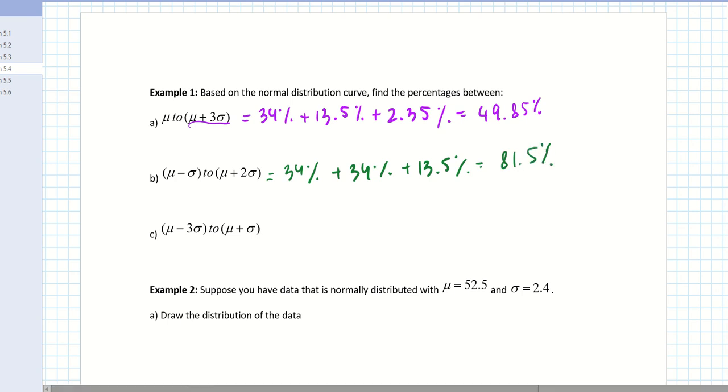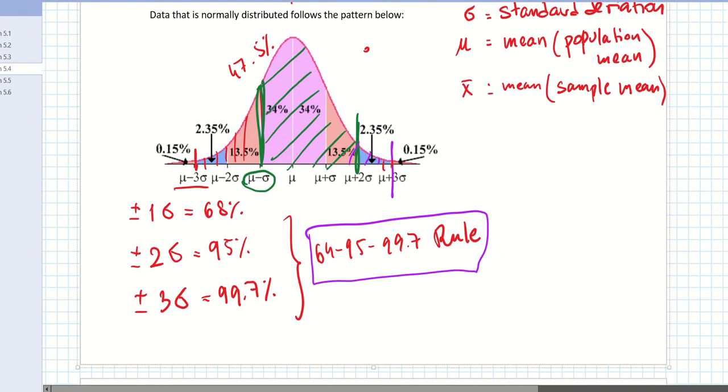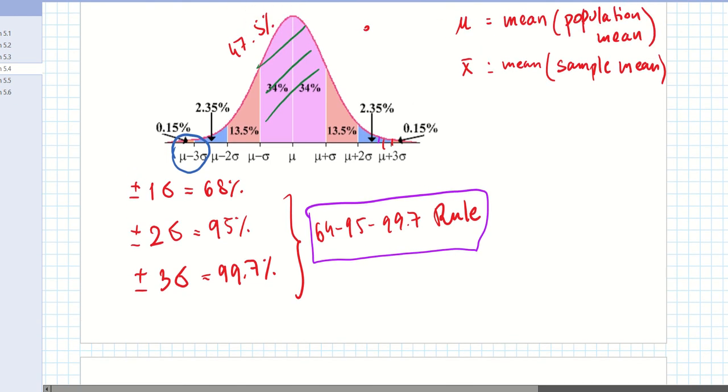Okay, and then let's do the last one, which is going to be C, which starts from mu minus 3 sigma, on the left side, so 3 standard deviations to the left, to mu plus 1 sigma, which is 1 standard deviation to the right. So let's take a look at our graph here and help us figure this out. Again, we're starting from negative 3 right here, and we're going to positive 1, so plus 1 sigma, which is going to be here. So now we're looking at all of this area.